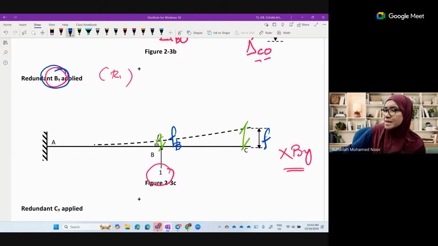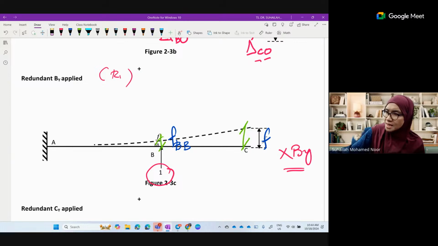F at position B for redundant BY applied. The first notation is for the position. The second notation is for the type of beam. Second one, type of beam. So this is BY applied, so FBB.